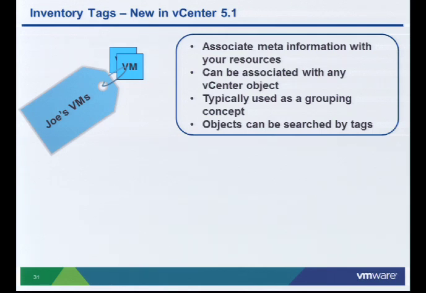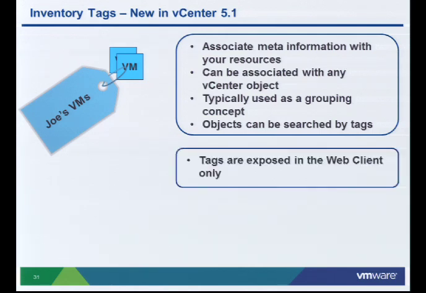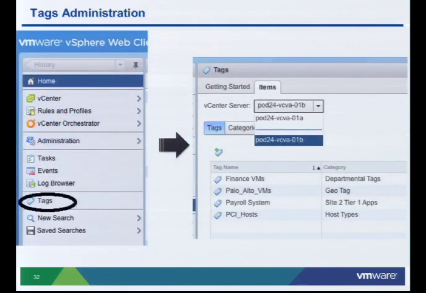And you can use this as a grouping construct. And the search mechanism is really the key way to unlock the value of this. So we're exposing it to the web client only today. So you're going to say, okay, Amit, that's really similar to custom attributes. Let me get into how that's different.